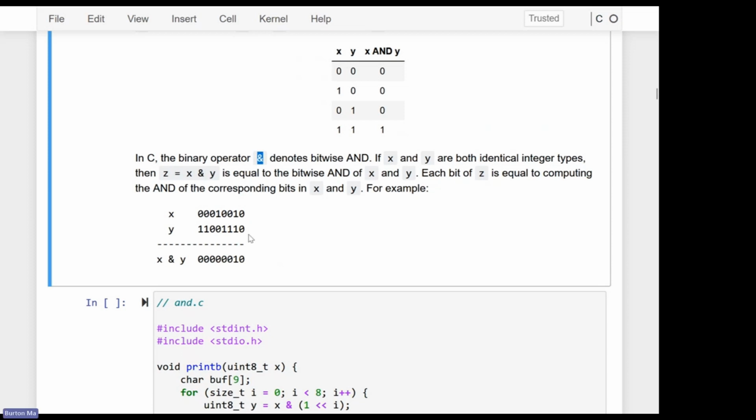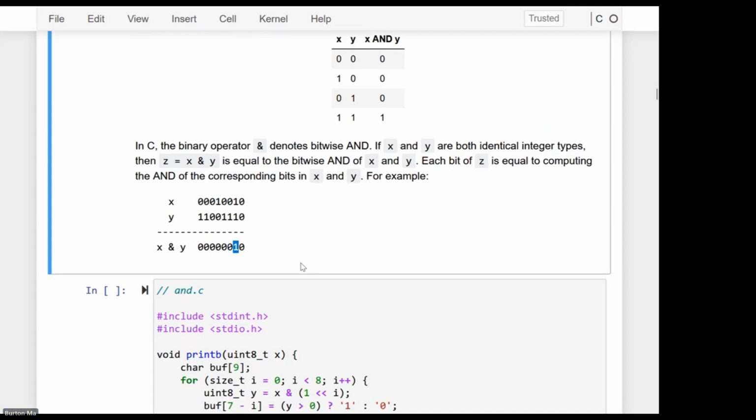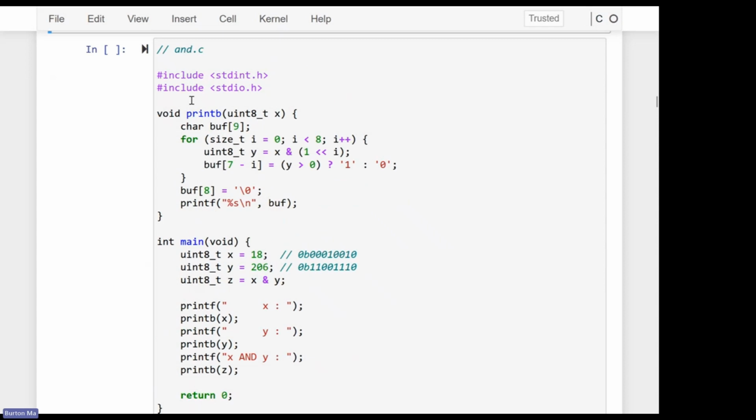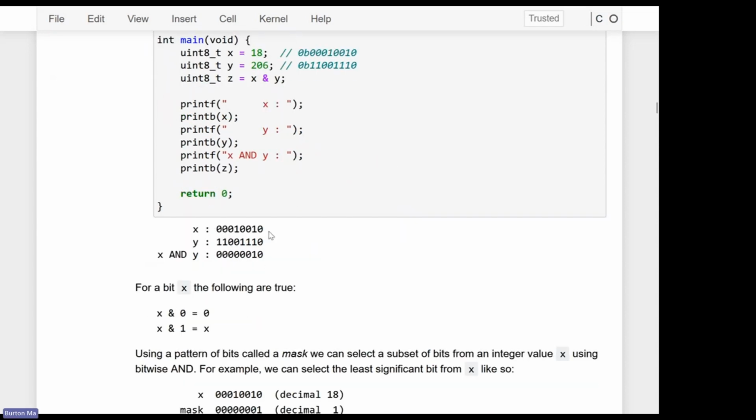So all that happens here is you go bit by bit and take the AND of the two bits. If X is that value there and Y is that value there, when you take the AND, you get zeros everywhere there are not two ones. The only locations where there are two ones are here and here, so you get a one in the AND, and everywhere else you get a zero. So does this actually work? Here's 18 and 206, and there is the AND of the two values. Run the code and print them out and let's see what we get. There's X in binary, there's Y in binary, there is the AND in binary. Everywhere there are two ones, there's a one. Everywhere else it's a zero.